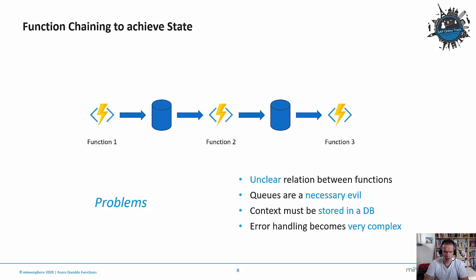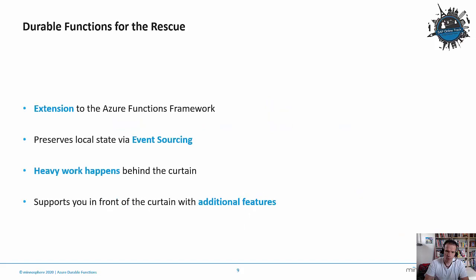Now the question is, I told you within the last 15 minutes that Azure Functions is cool and you can do a lot with serverless. And now I come up with the first real world problem, which is a sequence of execution steps, and I tell you there are a lot of problems. That's why I want to introduce you to an extension of the Azure Functions framework called Durable Functions. It's also open source, and it preserves the local state via event sourcing. So all this stuff that I showed you on the slide before is something that you don't have to care about. All the heavy work happens behind the curtains. So you can again focus on your business logic, and in addition, the Durable Functions framework offers you some nice additional features that help you to solve your work in front of the curtain.